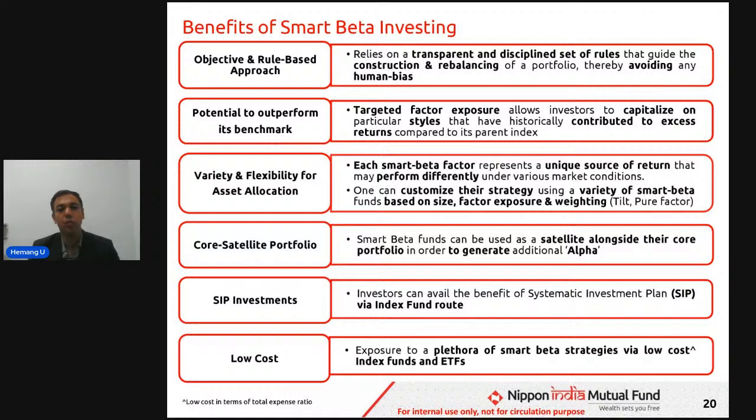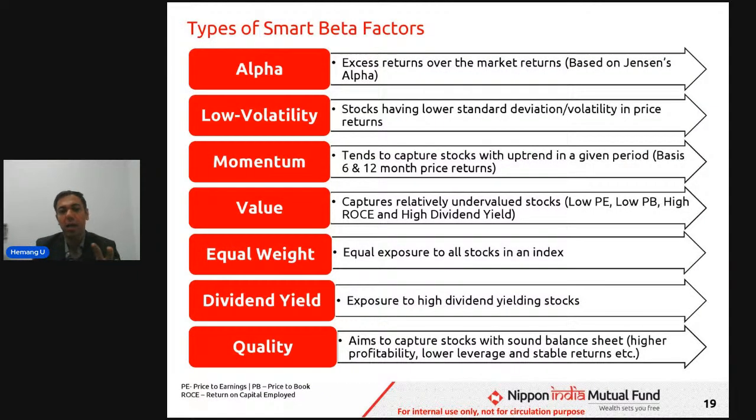Also, just to highlight, one more thing which I missed out to talk about earlier, those factors that I spoke about, right? Let me just go back to the slide. There can be single factor or multi-factor index. There are a few funds which would focus only on a single factor, like alpha or momentum or value or equal weight, right?